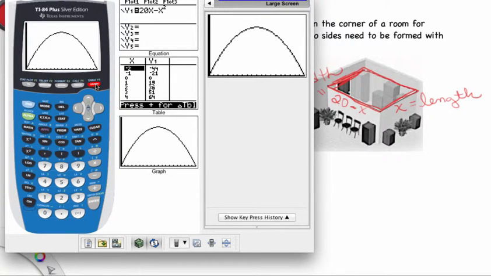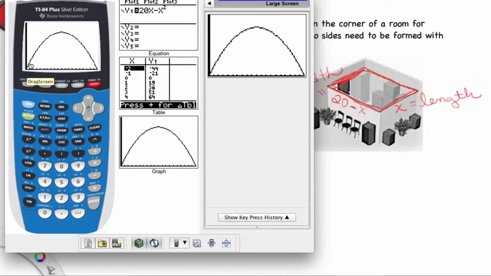I can nicely see my maximum value. Now this x-axis here is your initial cut. That's the length that you're cutting off. So here's a cut of 1 foot. That leaves 19 for the other side. And then the corresponding Y value that you get on the graph, that's actually the amount of area you have. So it looks like when I cut off 1 foot, I don't get a very good area.